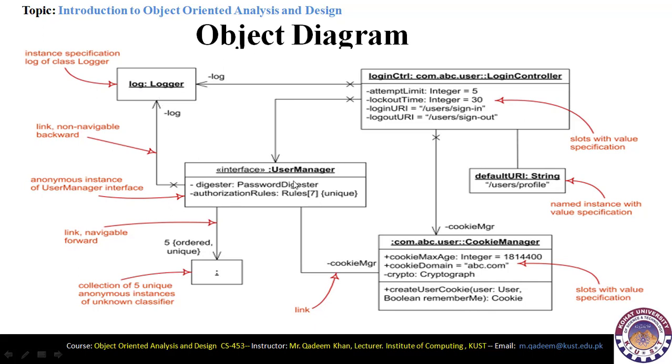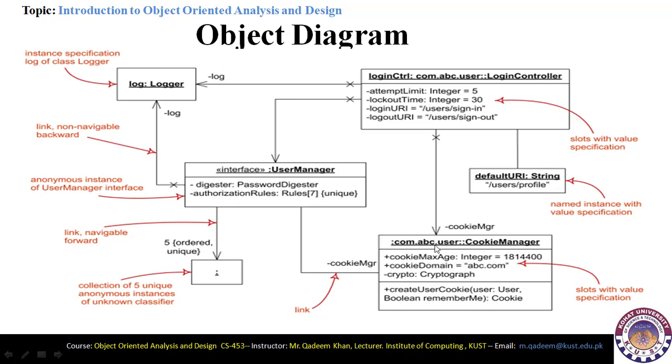And also this interface class is connected with the anonymous objects with the 5 instances. You can see we have not provided any name here. That is the anonymous class. Now this object is with the cookie manager, and its name is com.abc.user, and it is instantiated from the cookie manager. That means it is inherited. Now here this is the inheritance symbol.